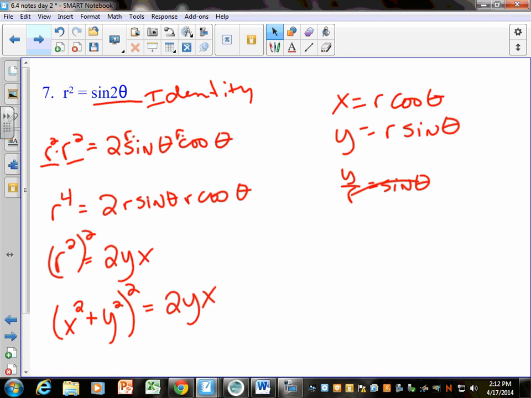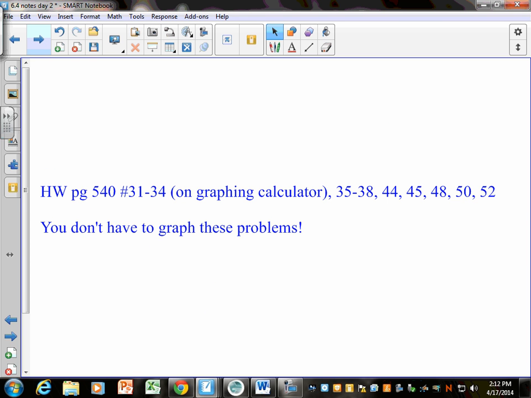So the first four on your homework today, you're supposed to match the graph with the equation, and I wanted to show you how to do this. Let me have you write this down, and then we can look at the first four. Problems 31 through 34, you just match the graph with the function, and I just want to show you the calculator stuff.